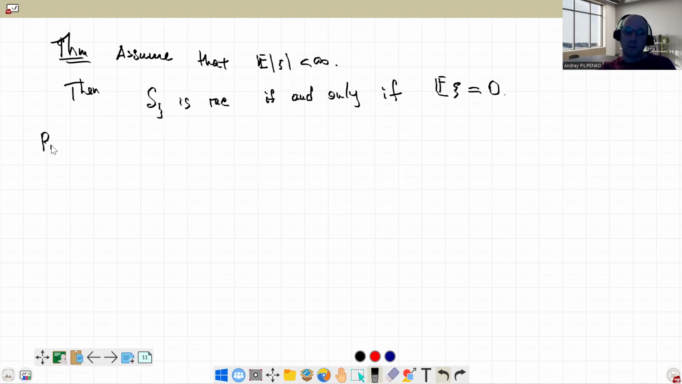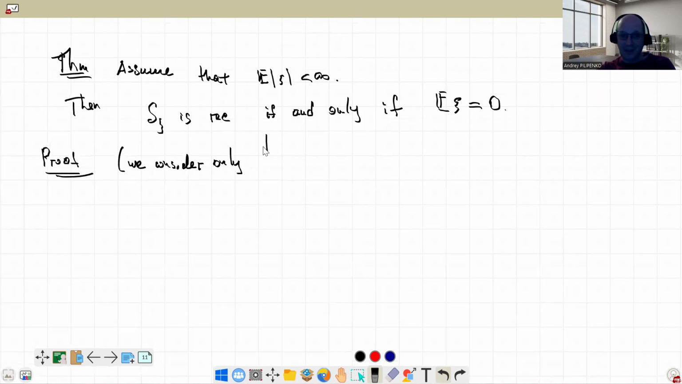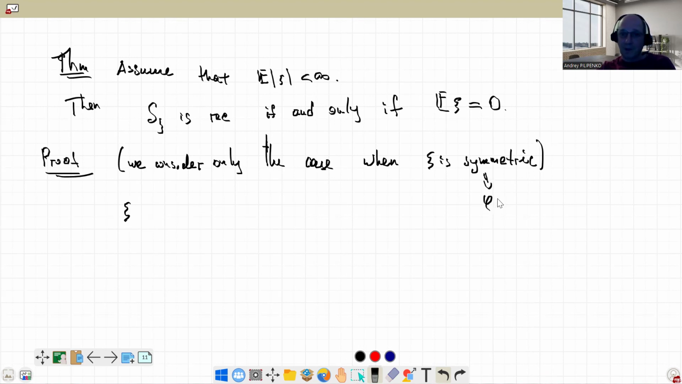And the sketch of the proof is the following. We consider only the case when xi is a symmetric random variable. The general case can be considered similarly, but with more details. And if xi is symmetric, then the characteristic function of xi is real valued.